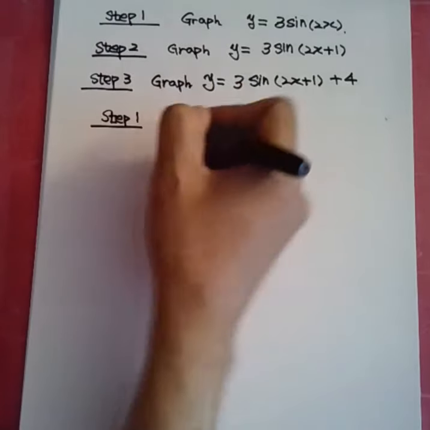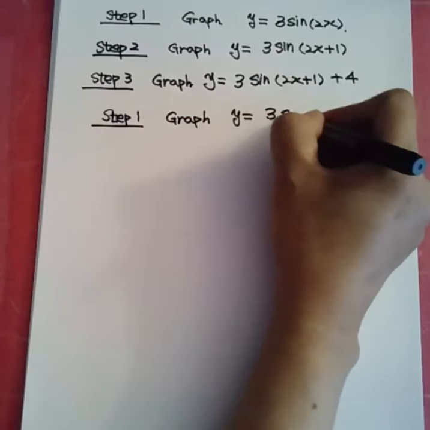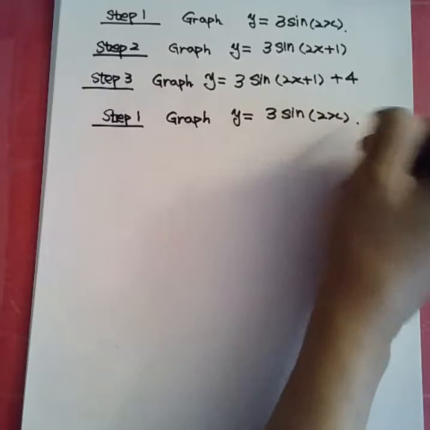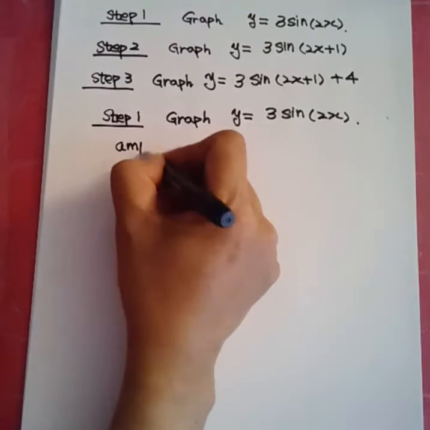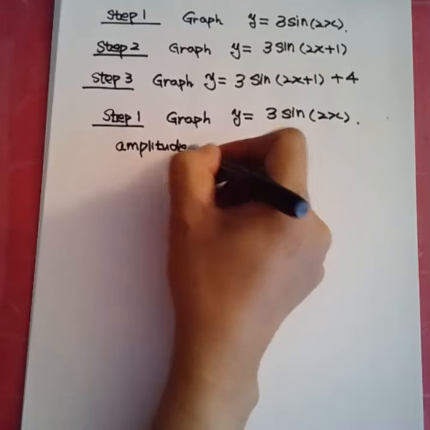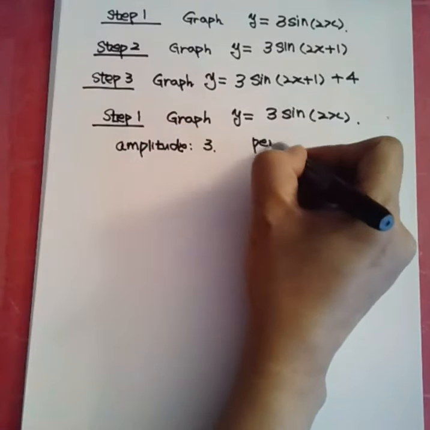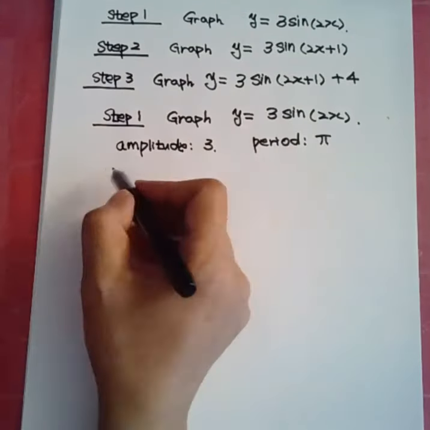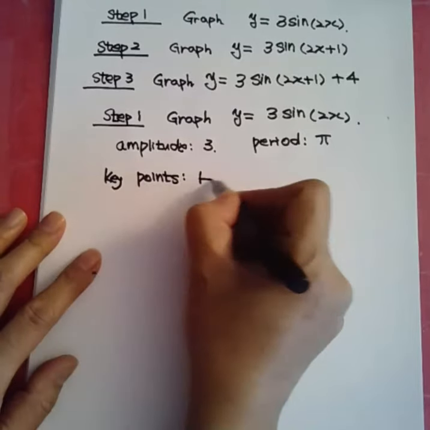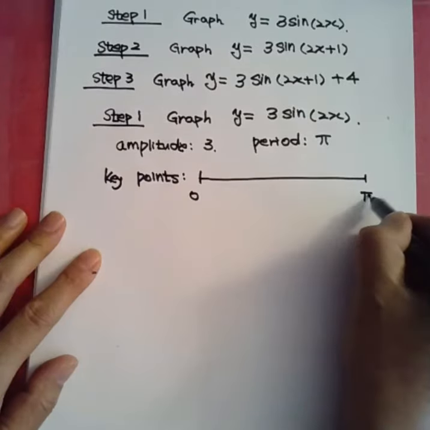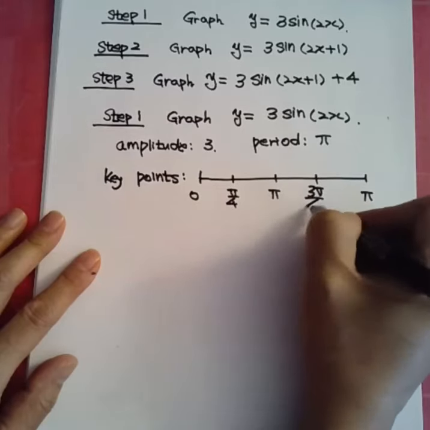Let's do this first step. In step 1, we graph y equals 3 times sine of 2x. We already determined the amplitude. The amplitude was 3. And the period was pi. Apparent key points should be 0, pi over 4, pi over 2, and 3 pi over 4.